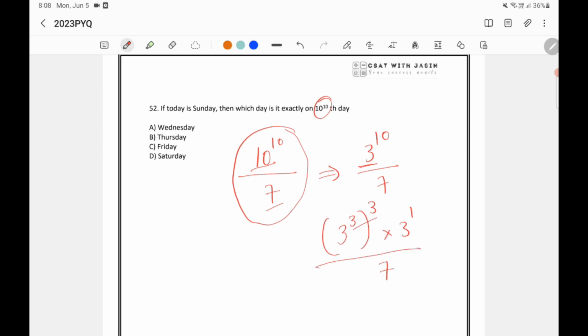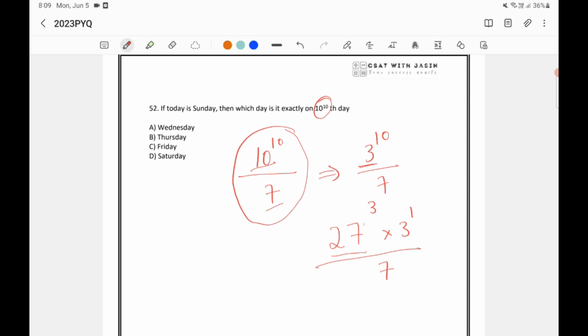Now 3 raised to 3 is 27. So this is 27 raised to 3 into 3 raised to 1. So we know that 7 into 4 is 28. So 28 is a multiple of 7. So this is 27. So we can use the concept of negative remainder here. Again, if you are not well aware about the concept of negative remainder, you can go and watch my lecture on remainder theorem. There I have properly mentioned what negative remainder is. And in this year, 2 questions, you could have used the concept of negative remainder in 2 questions and you can easily solve the question.